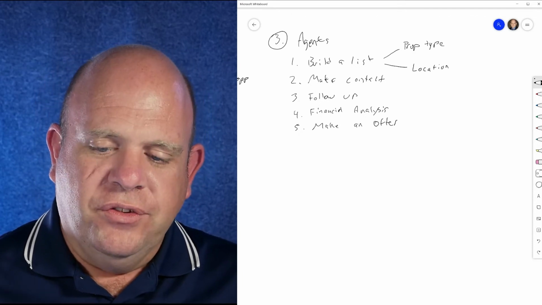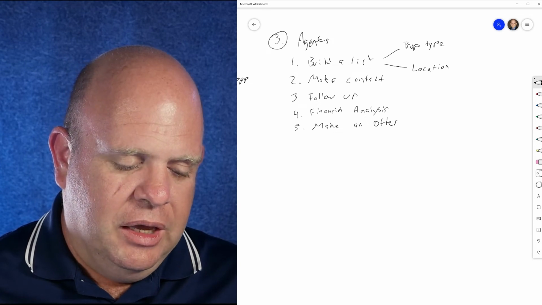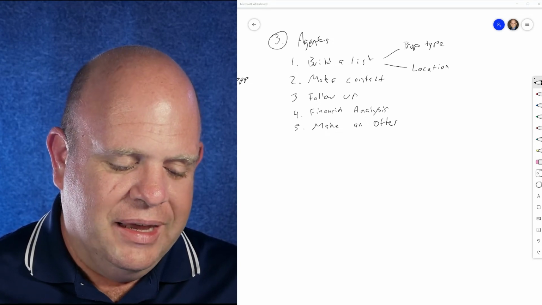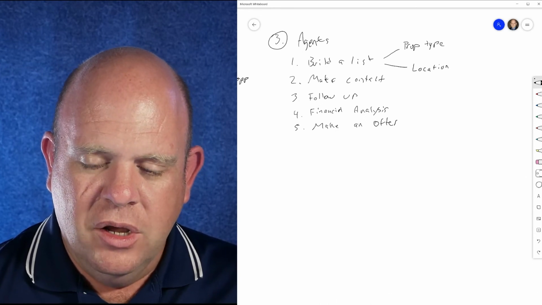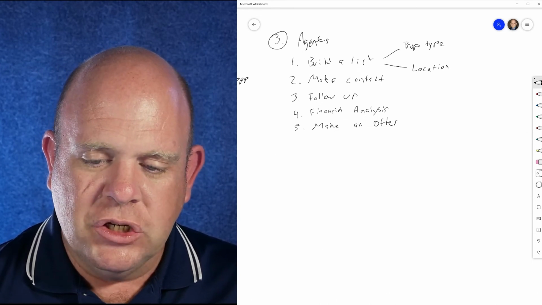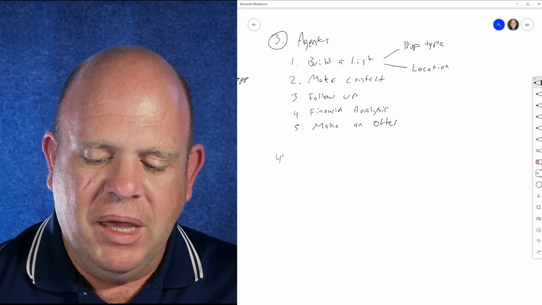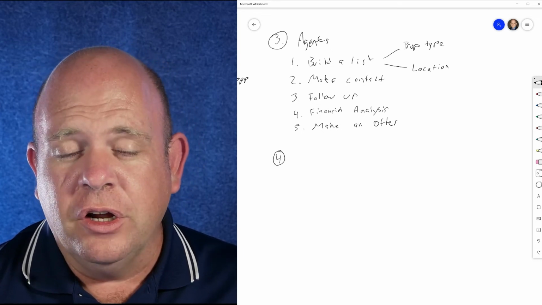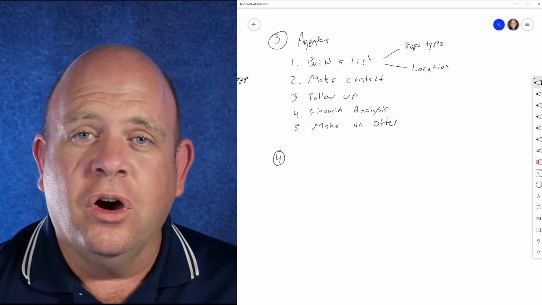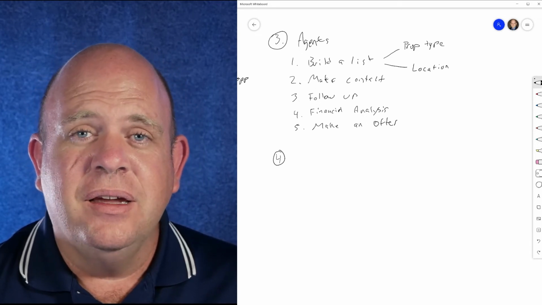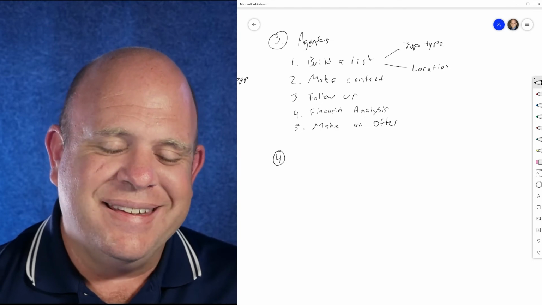The fourth step is your CIEs. Now, the phrase CIE came from my mentor, stands for Commercial Information Exchange. So the big CIEs you've probably heard of are Catalyst, LoopNet, CoStar, Crexi. Those kinds of things are CIEs.